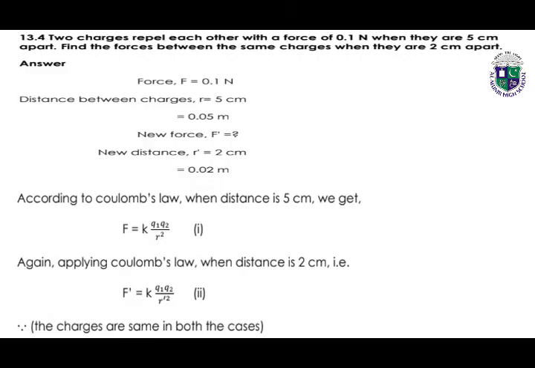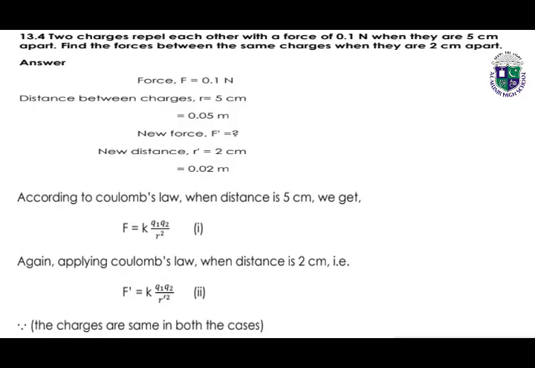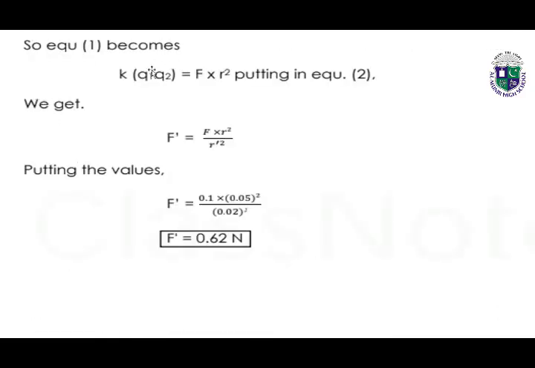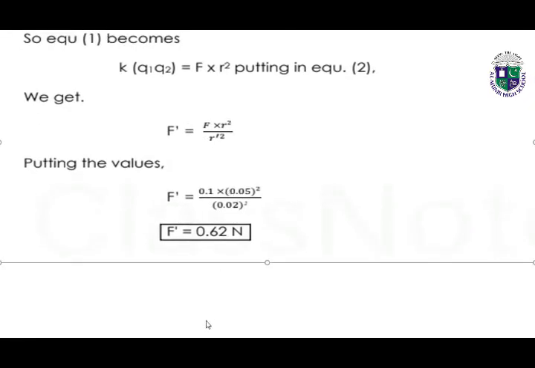So according to Coulomb's law, when distance is 5 centimeters, we will take this formula to calculate it, and again applying Coulomb's law, when distance is 2 centimeters, again we will apply this formula. The charges are the same in both cases. By putting the values, equation 1 becomes K Q1 Q2 is equal to F into R square. Putting this in equation 2, we get a new equation, and by putting the values in it, here we have the answer of the new force. New force will be 0.62 newtons.